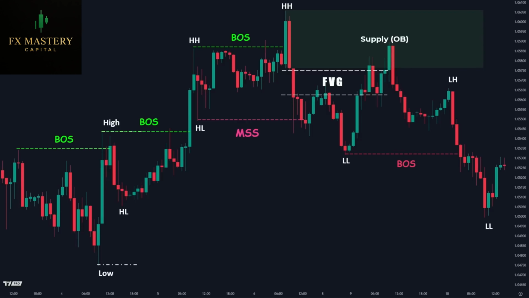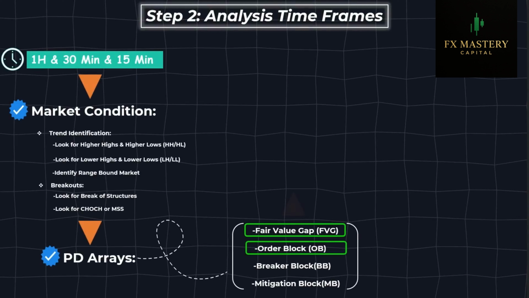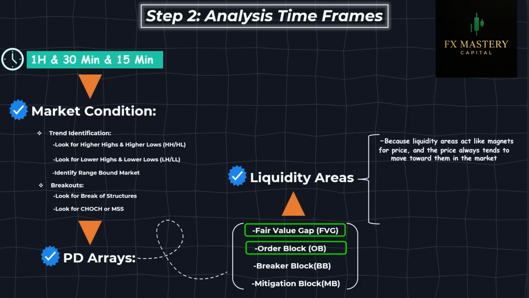Once we've identified the key PD arrays, the next step is to mark liquidity levels and zones on the analysis time frame. But why do we need to do this? Because liquidity areas act like magnets for price. The price always tends to move toward them in the market. Also, smart money and market makers use these areas to fill their positions and move prices in their favor. By including liquidity areas in your analysis, you can avoid getting trapped by having the ability to predict the market's next move.